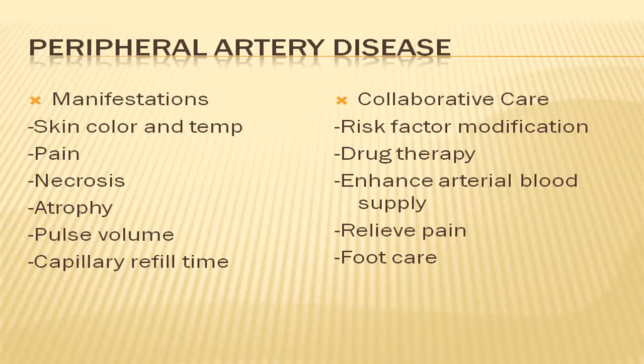Now, when we note the pulse volume in a person that has peripheral artery disease, typically these patients are going to have a weaker pulse. Sometimes the pulse is so weak that we may have to use a Doppler, and that's an electronic device that we use to detect blood flow. And so in some patients, if the peripheral artery disease is advanced enough, we will not be able to palpate a pulse on that patient.